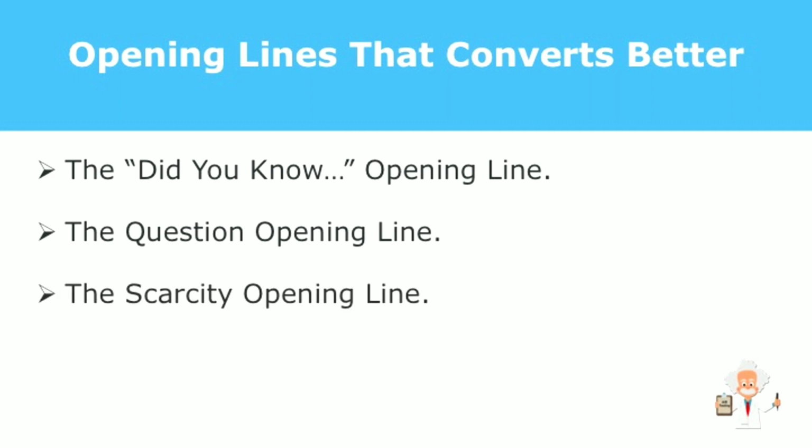Scarcity. A scarcity opening line usually follows a scarcity angled subject line. The main function of this is to elaborate more on the limited availability of whatever you're promoting at the time, and details like only 3 seats left or limited time discount.